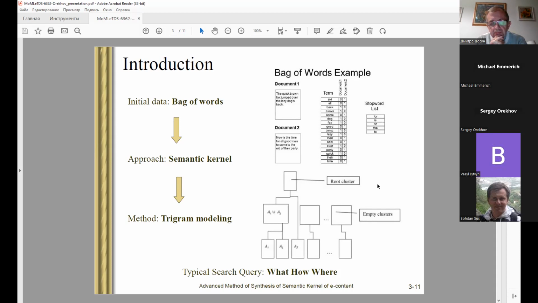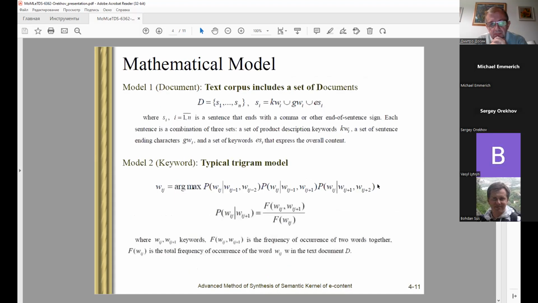According to the first model, each document includes a set of sentences where each sentence is a union of three sets of keywords. The first set is the words that describe the product. The second set is an end of sentence character. And a third set are words that define the general meaning. In our case, it is advisable to remove the end of sentence character and leave only the first and third sets.